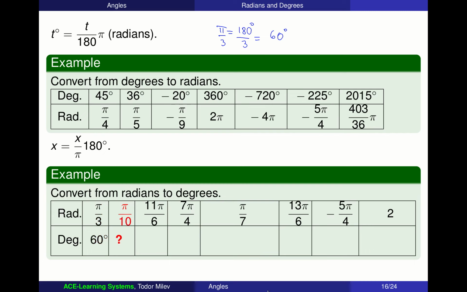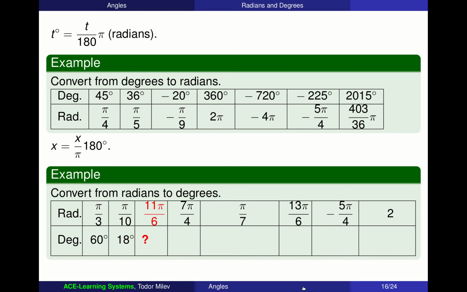Pi over 10, how many degrees? I'm sure you guessed it correctly, 18 degrees, right? Because if pi is 180 degrees, then pi over 10 is 180 degrees divided by 10, which is 18 degrees. I'm using that formula here.